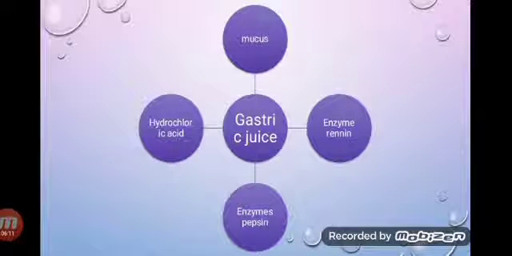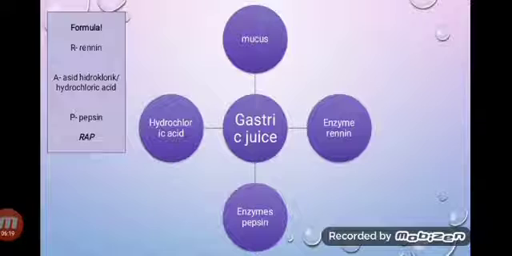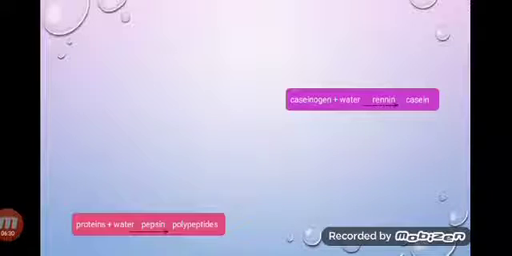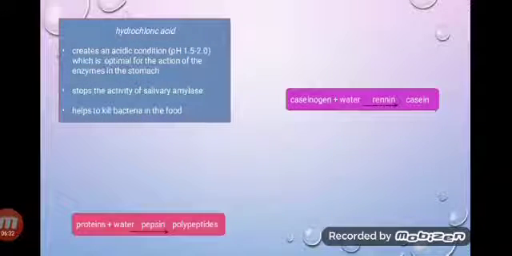Gastric juice contains mucus, hydrochloric acid, the enzyme pepsin, and the enzyme renin. My formula is RAP. R stands for renin, A for acid, hydrochloric acid, and P for pepsin. Hydrochloric acid creates an acidic condition with a pH of 1.5 to 2.0, which is optimal for the action of the enzymes in the stomach. It also stops the activity of salivary amylase and helps to kill bacteria in the food.